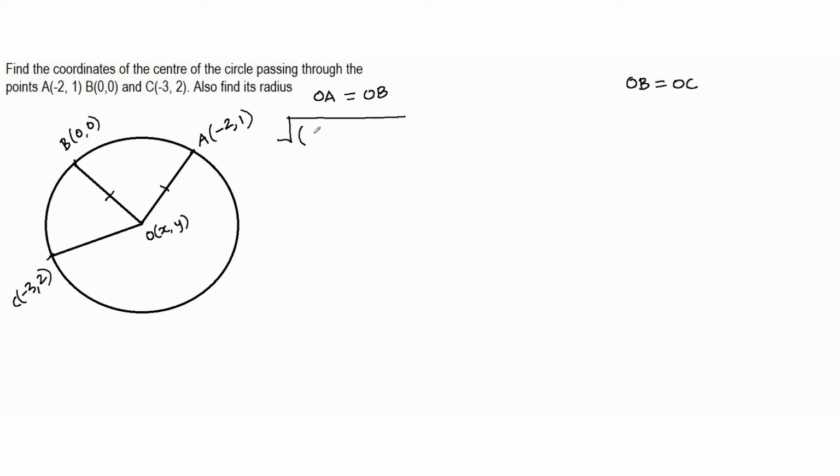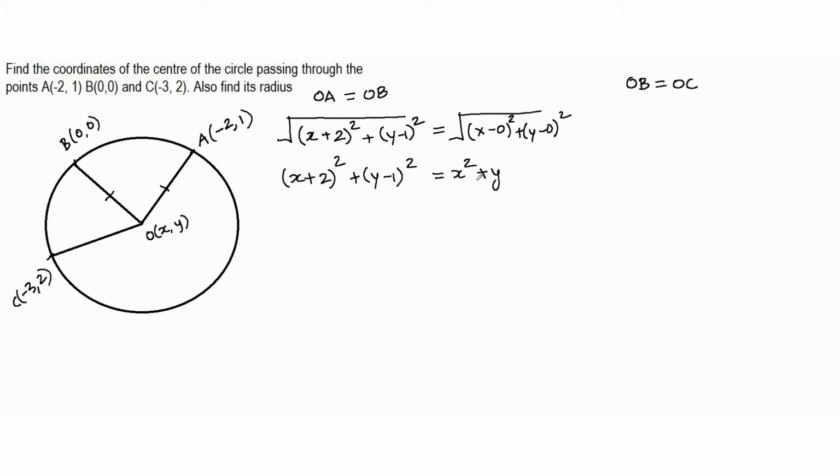So OA is going to be x minus of minus 2, that's x plus 2 the whole square, plus y minus 1 the whole square is equal to OB. OB is going to be, so to find OB, take the coordinates of O and B. It would be x minus 0 the whole square plus y minus 0 the whole square. Squaring both sides, we get x plus 2 the whole square plus y minus 1 the whole square is equal to x square plus y square.